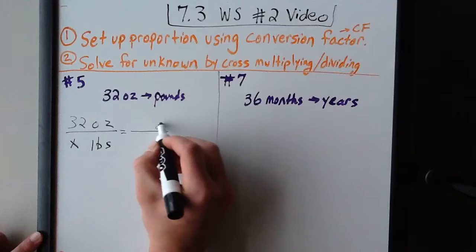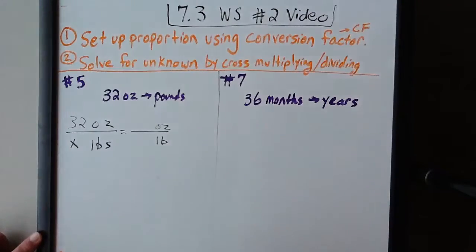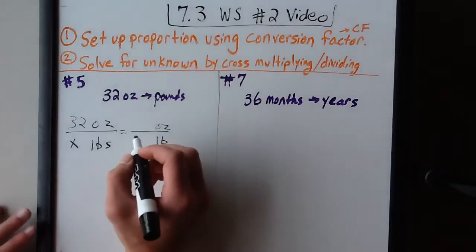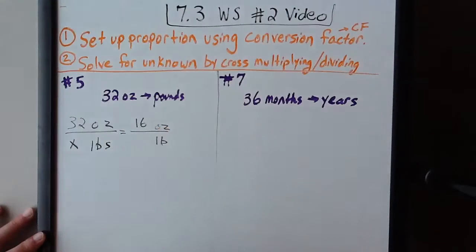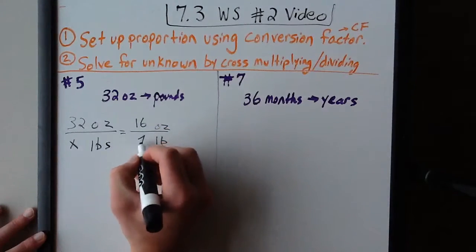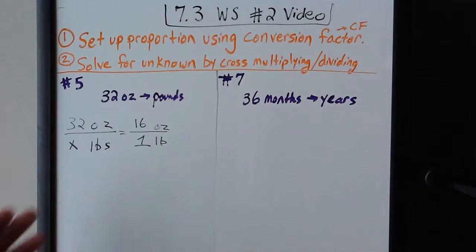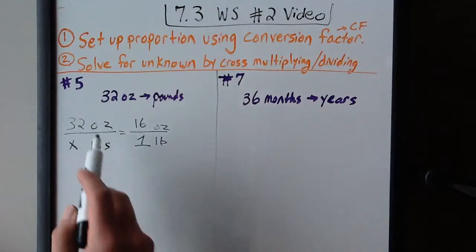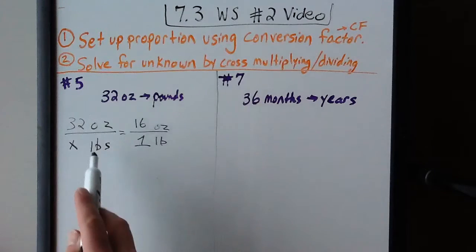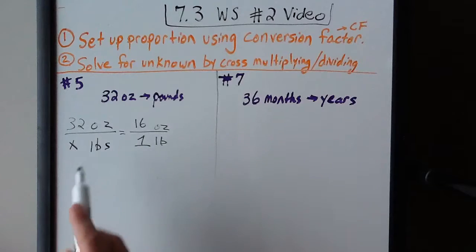So here I need to know how many ounces are in a pound. There are 16 ounces, so I put 16 ounces on top. There's 16 ounces in 1 pound. So now I've set up my proportion. I have my ounces unit on top of the ratios and my pounds units on bottom.